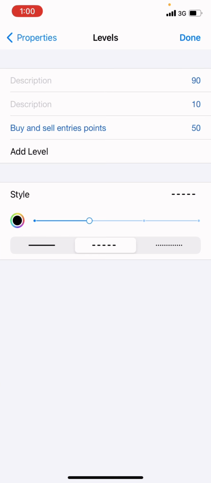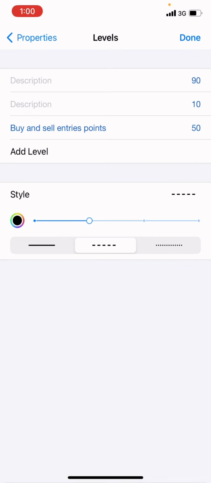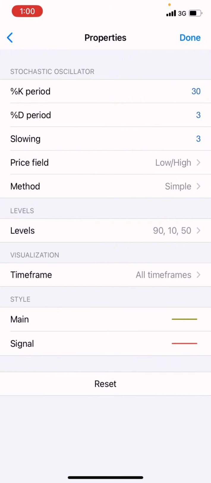Then on the level 50, you can write buy and sell entry points or whatever you choose, as long as you understand that the level 50 is a point whereby the market buys and where the market sells. So that's what you indicate at that point, so that you can remember and understand. Okay, then for the style, you put it on 2 pixels, the color black. Put it on color black, then this middle line right here, then you click on done.